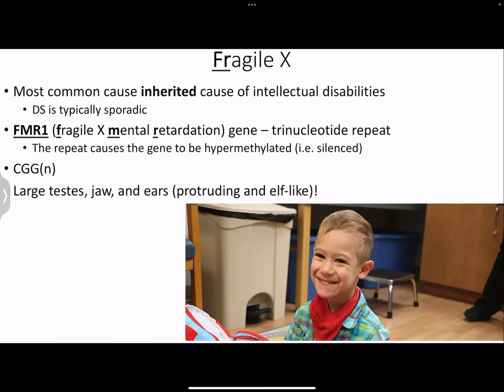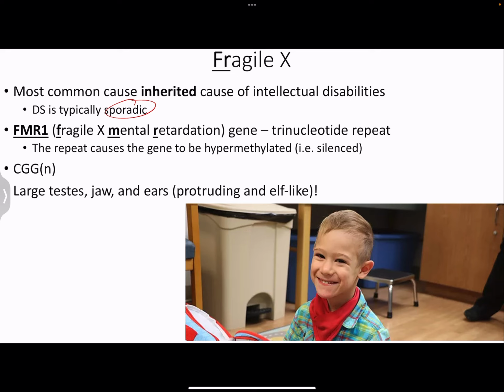The second trinucleotide repeat disease is Fragile X syndrome. So this is the most common inherited cause of intellectual disabilities. Down syndrome is actually more common, but it is sporadic, so it doesn't count as an inherited disease. And FMR1 is the gene that we're talking about, and it stands for Fragile Mental Retardation 1 gene, which kind of makes sense.